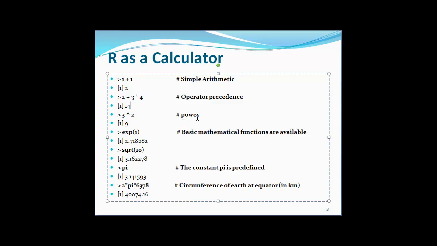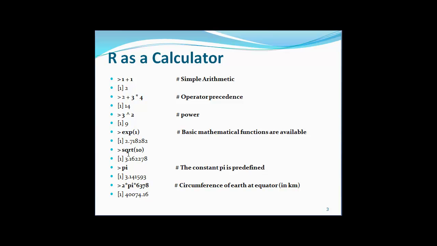Now for calculating the power of any number, use the symbol cap. Okay, 3 cap 2 equal to 9. Now along with it, some basic mathematical functions are also available, such as exponential, square root, pi, etc. For finding out the exponential value of any number, you have to write exp and in the parenthesis write the number. Exponential of 1 is equal to 2.718.